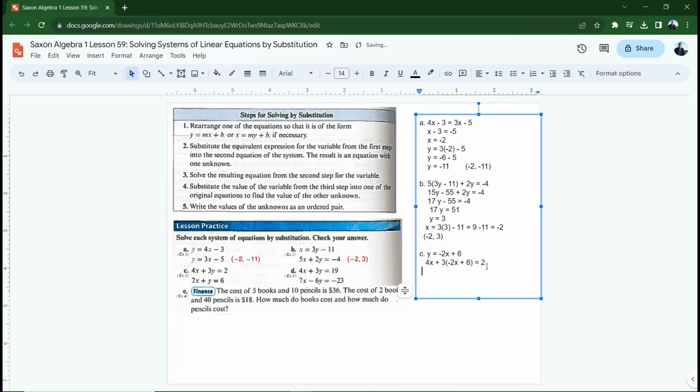All right, now I'm going to distribute. 4x plus minus 6x plus 18. I distributed the 3 to the negative 2x, negative 6x. I distributed the 3 to the 6 to get 18. That's going to equal 2. Let's see, 4x minus 6x can be combined to make negative 2x plus 18 equals 2.